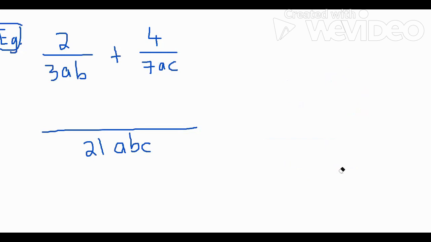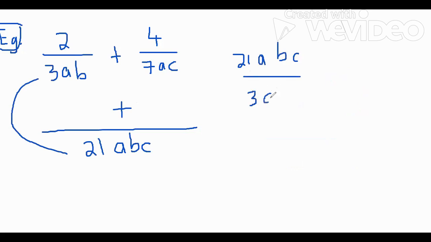All right, now we're going to proceed. Watch out now. I'm going to say this into all of that, but it's going to be like this: 21ABC over 3AB. Everybody see that?